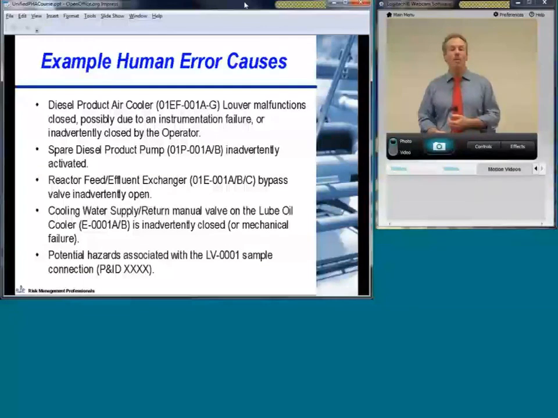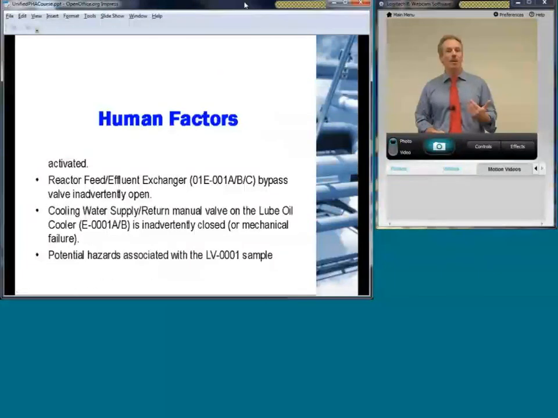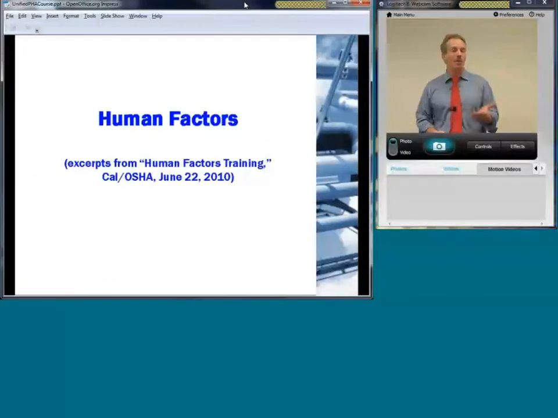of the HAZOP study. What I also want to do is to convey to you the types of human errors that can occur. There's a very nice human factors training course that was recently put on by Cal OSHA, and what I did is I took some excerpts from that. So as the HAZOP facilitator, I mentioned some fundamental human errors and things that you may want to consider. There's a wide range of human factors that can lead to those errors that I wanted to share with you.